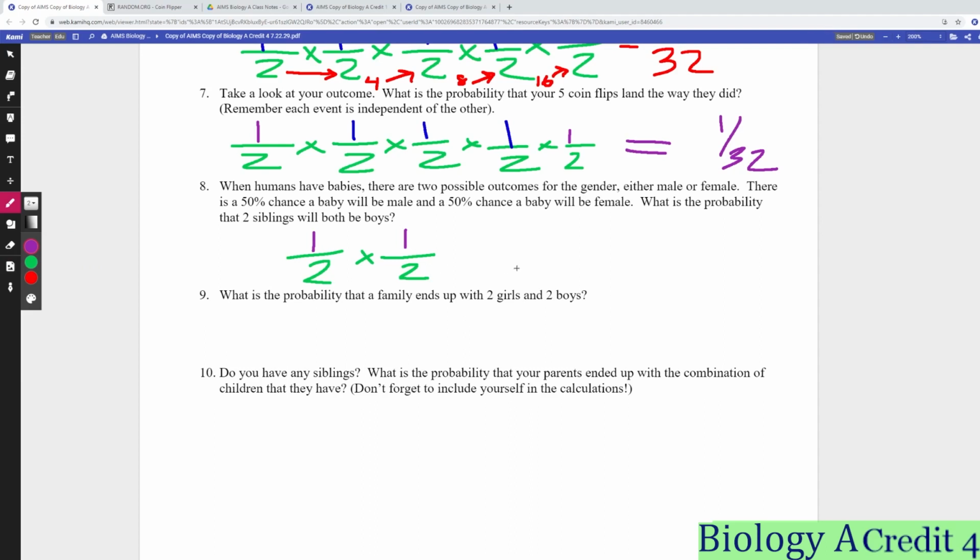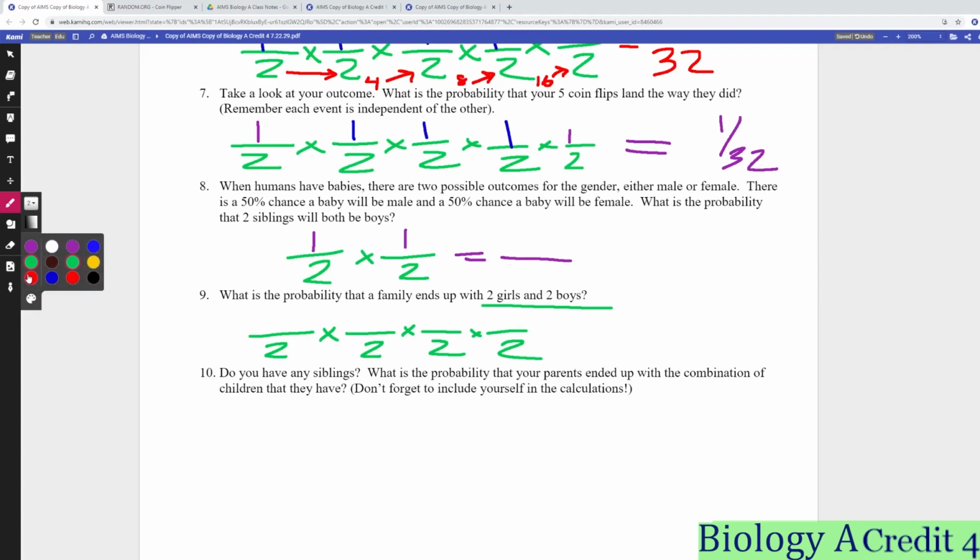We're just going to have our probability set up. We have 1/2 times 1/2. That is going to be what? I'm going to have you guys solve that one. For question 2, here we have a group of siblings, 2 girls and 2 boys. What is the probability of ending up with that combo of siblings, 2 and 2? For us, we have a grand total of 4 different outcomes.